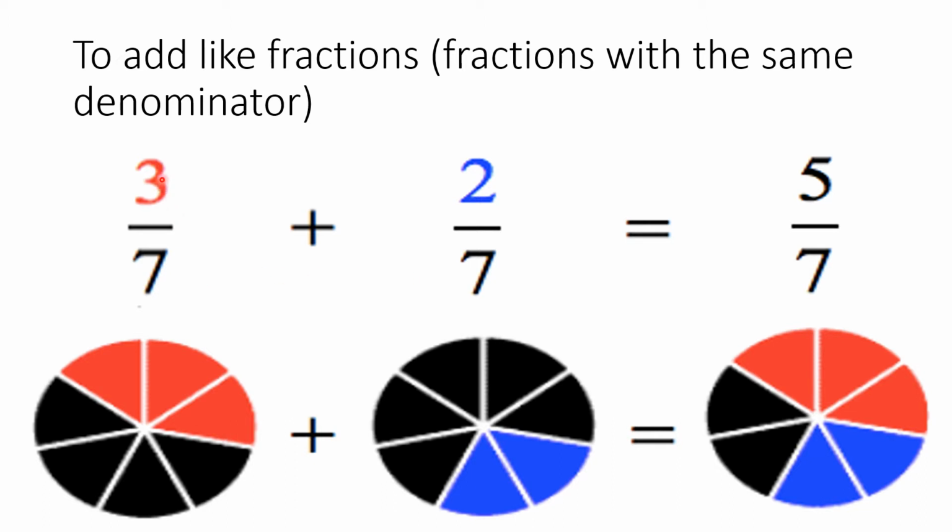For example, just see here 3 by 7 plus 2 by 7. Here denominators are 7 in both fractions. So when we add these two kinds of fractions, which are like fractions, we will write the same common denominator, which is 7, and we will just add normally. 3 plus 2 equals 5. So our answer will be 5 by 7.